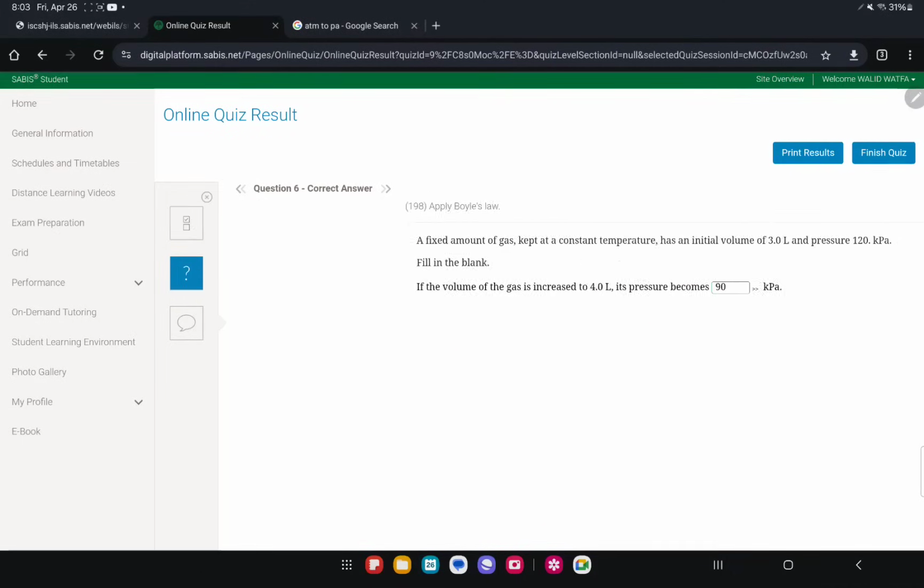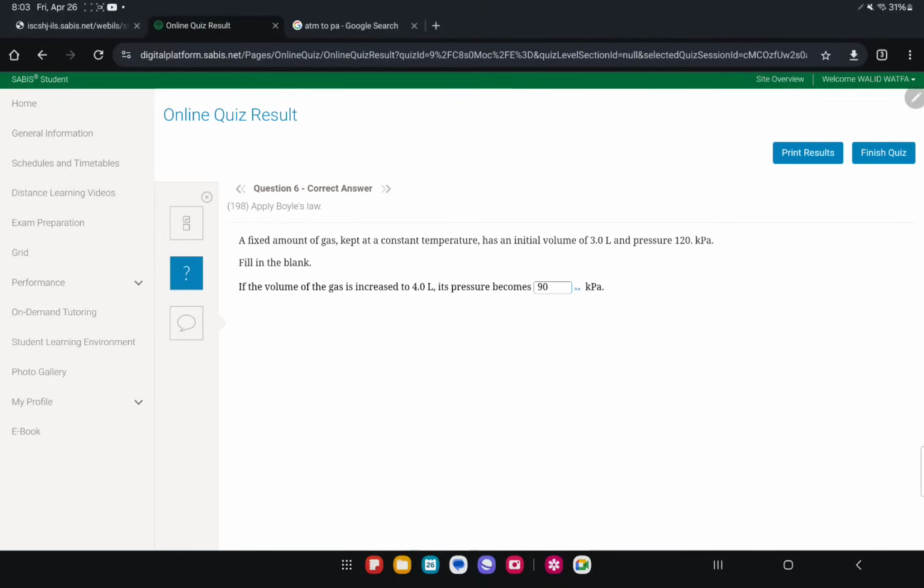Question 6. A fixed amount of gas is kept at, okay, these calculation questions. V1 is 3, P1 is 120. If the volume increases to 4, so this is V2, what's going to be the pressure? So P2. So we have V1, P1, V2, P2. You can use directly P1 V1 equals P2 V2.